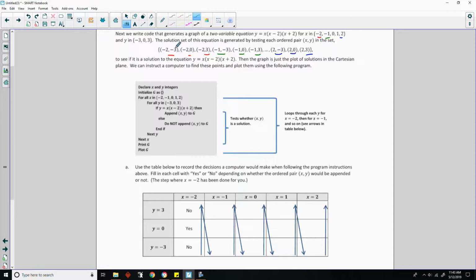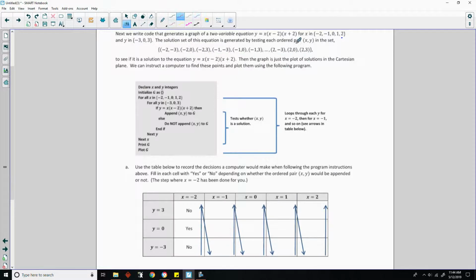Okay, so they did this to see if it is a solution to the equation y equals x times x minus 2 times x plus 2. Then the graph is just the plot of solutions in the Cartesian plane. We can instruct a computer to find these points and plot them using the following program. So we're declaring x and y to be integers. Okay, if you look up here, let me get rid of all these little markers.